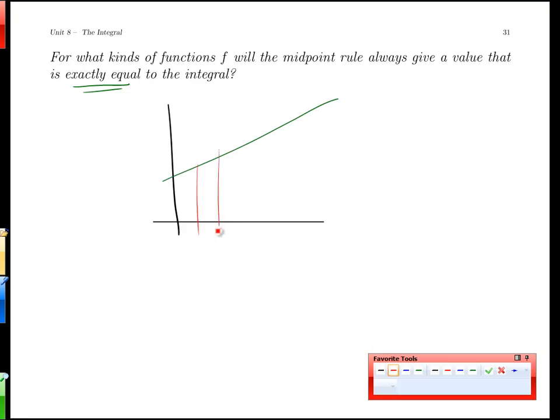Doesn't matter how many divisions I make of a linear function. If I take the midpoint, the underestimate and the overestimate will always balance out if I split it correctly in the middle. So take this sketch with a grain of salt. So for any linear function, we would have that property.